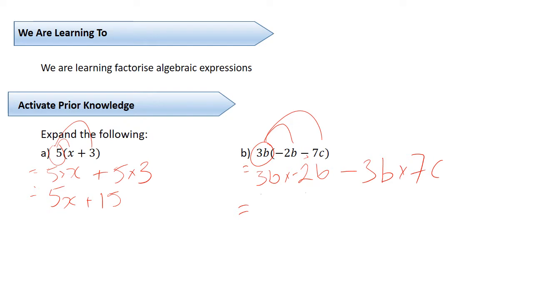3 times minus 2, so I'll deal with the numbers first, and I get minus 6. I have a b times another b, so I have b multiplied by itself 2 times, so I can simplify that to b squared. Take away, numbers first, 3 times 7 is 21, bc. Simple as that. Now the reason why expansion is a really good warm-up for today's lesson is because factorising, the new content today, is kind of like the partner or the pair of expanding. Just like multiplication and division are pairs, just like addition and subtraction are pairs, expansion and factorising are pairs themselves.